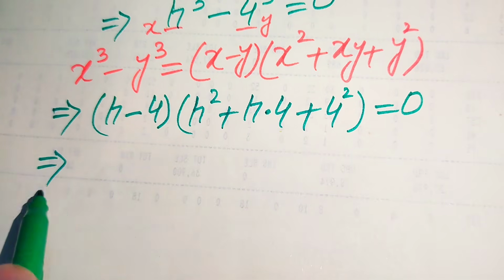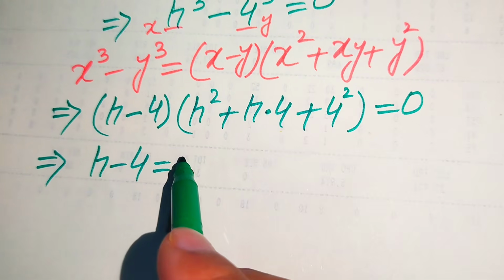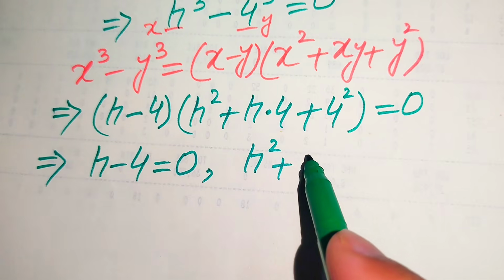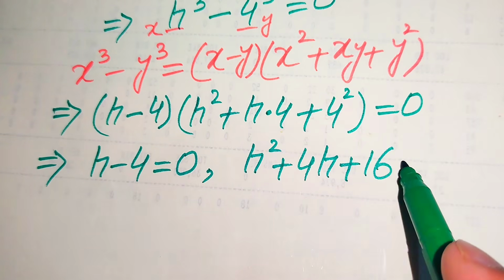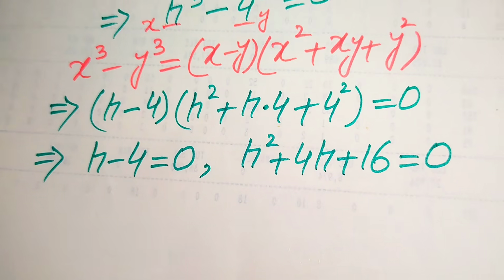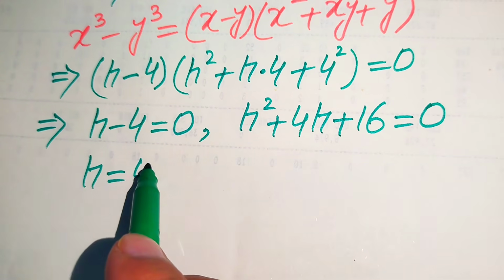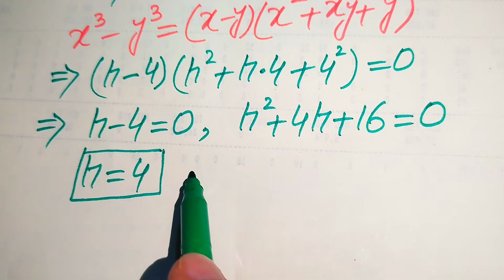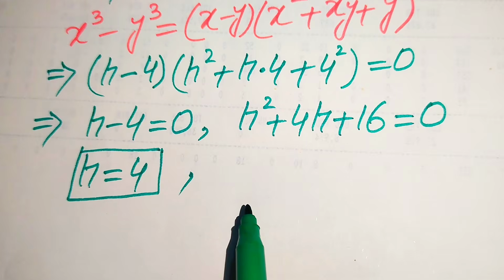Now in the next step we need to divide this equation into two cases. The first case is h minus 4 is equal to 0, and the second case is h squared plus 4h plus 4 squared, which is 16, and this whole equation is equal to 0. From here we easily get the value of h is equal to 4. So this is the first root of the given equation. Now we need to solve this quadratic equation in order to find the other roots of this equation.